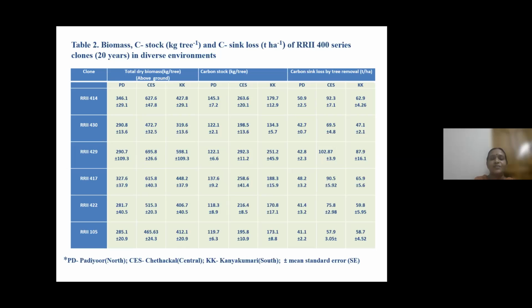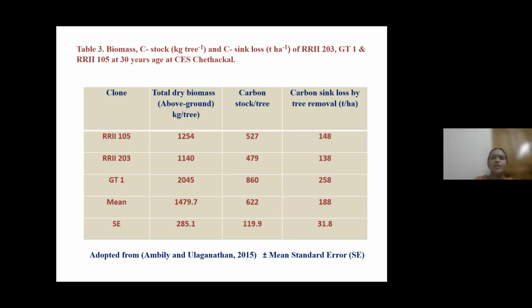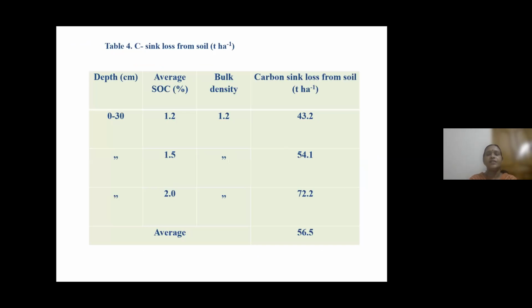Okay. Then there are another 3 clones here. There is also clonal difference, and here the carbon in soil is depicted. The soil organic carbon under rubber is in a good condition, and it ranges from 1.2 to 2, and therefore the carbon sink in soil is also reasonable.